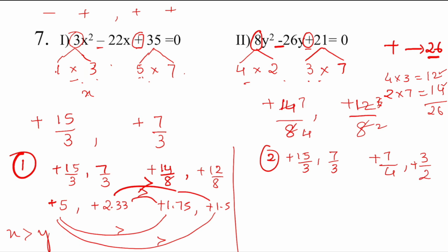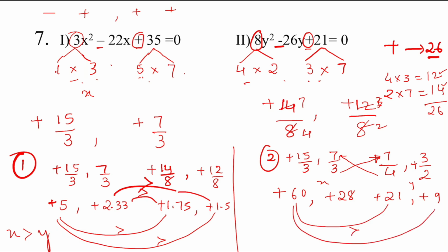Next, see here, cross multiply. Multiply 4 with these numerators and multiply 3 with these numerators. So 4 15s is 60 and 4 7s is 28. Next, 3 7s is 21 and 3 3s is 9. So these are our x values, these are y. Now compare. 60 compared with 21 is greater. This compared with 9 is greater. This compared with this is greater, and this compared with this, again this is greater. Therefore, x is greater than y. Okay, you can do either this method or this method.